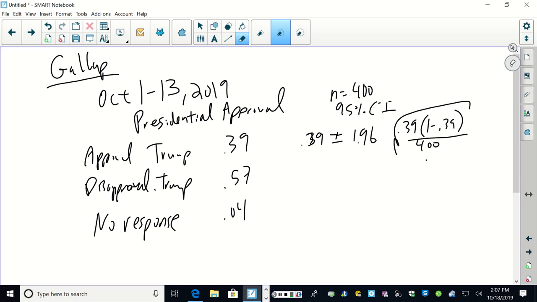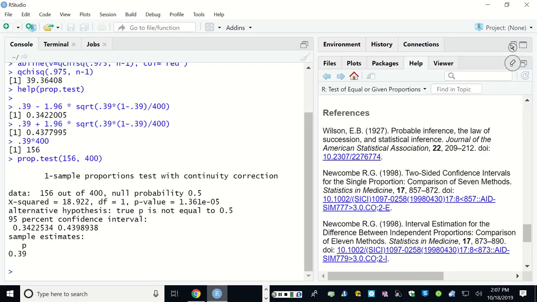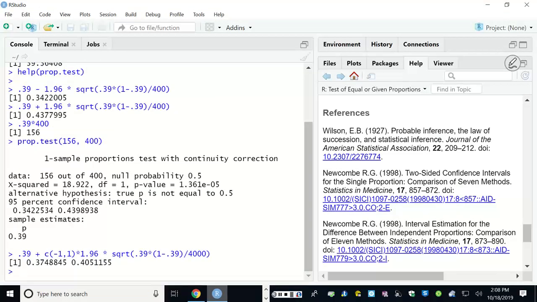So for instance, in this case, if we did our interval, make this kind of plus or minus 1. If we had 4,000 in that, our intervals become narrower, right? They don't go down by 1/10, right? It's about half the width, right?